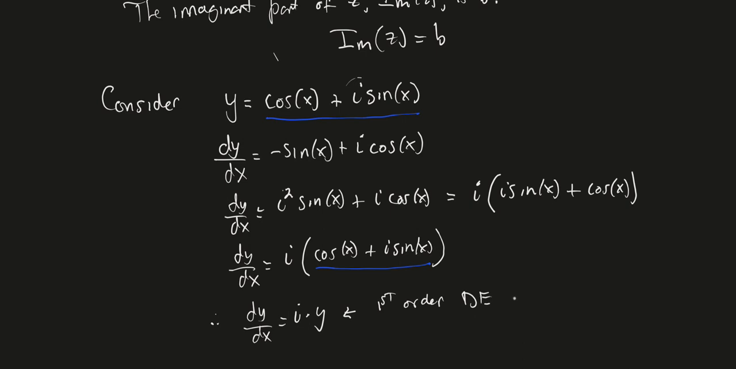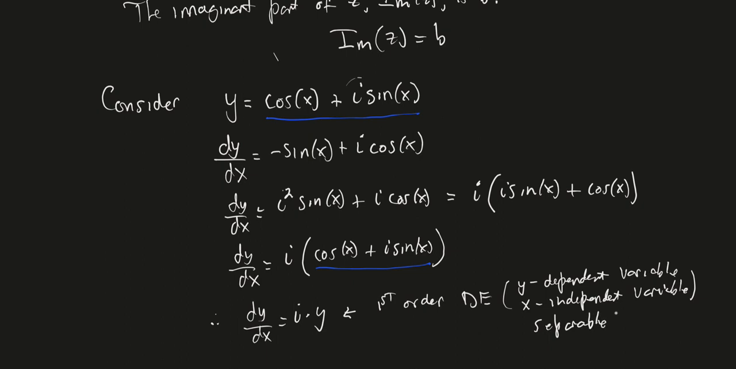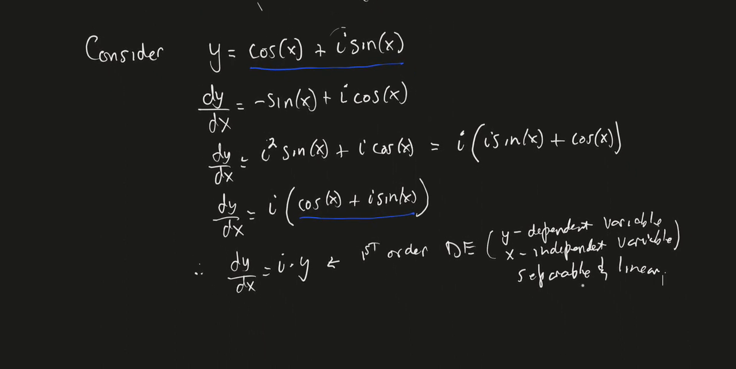So this is a first order DE, right? And it happens to be both separable and linear. So it's a first order DE. Again, just to identify everything, y is our dependent variable, and x is our independent variable. And it turns out that it's both separable and linear. So this one is separable and linear.